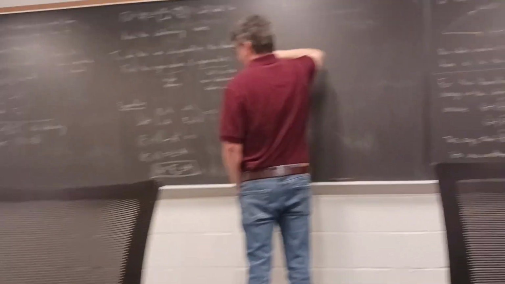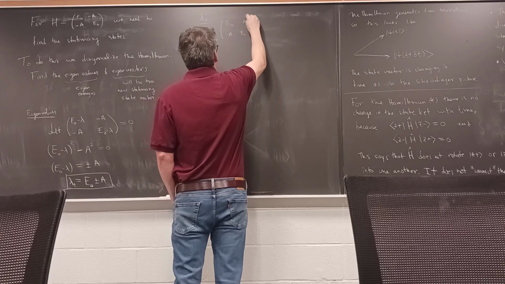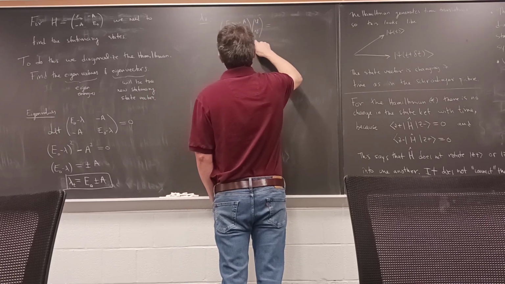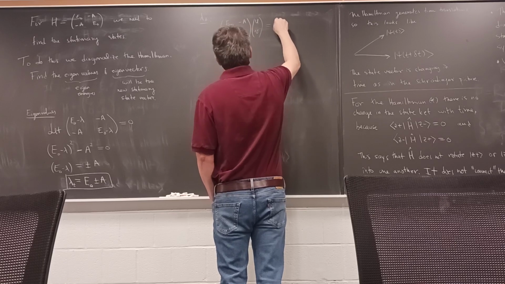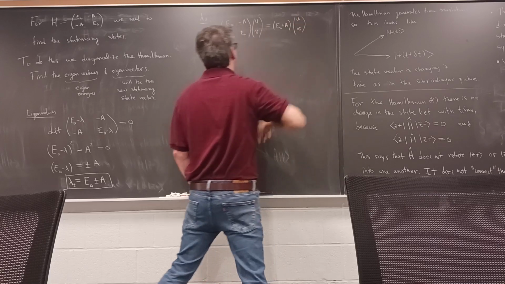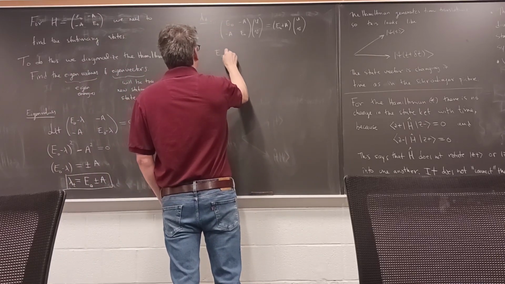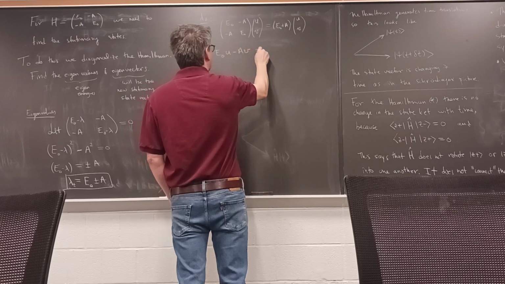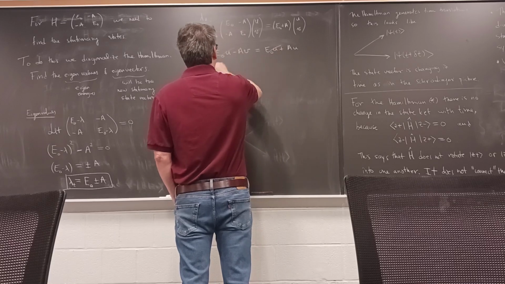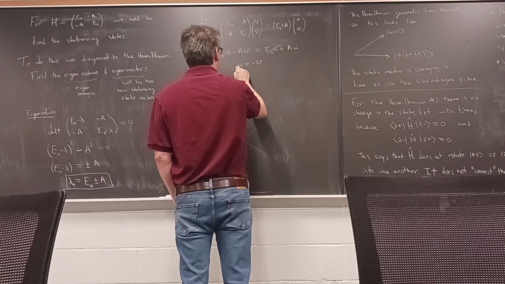Let's find the eigenvector for lambda plus. That means we have to take our matrix and multiply it times some vector (u, v), which we'll try to find, and this has to equal lambda plus, that is E0 plus A, times (u, v). So this is E0u minus A times v equal to E0u plus A times u. I can cancel an E0u, the A's cancel, and so I have u equal to minus v.